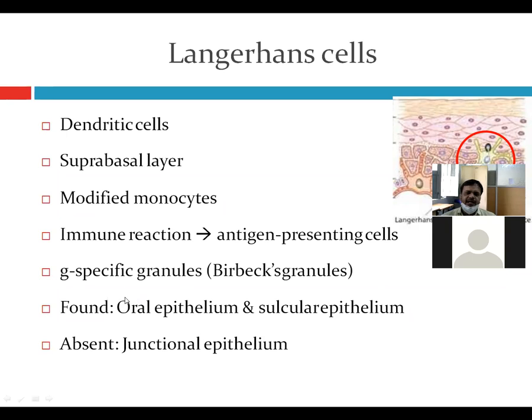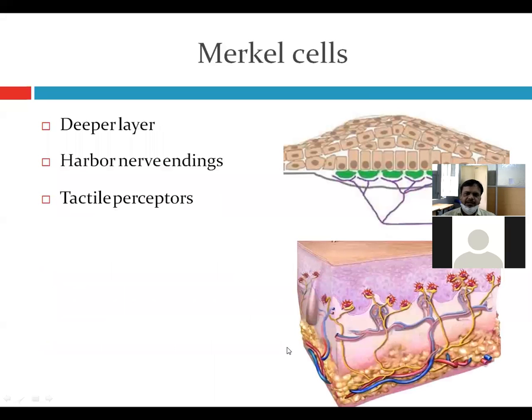These Langerhans cells are present in oral epithelium and your sulcular epithelium, whereas they are absent in your junctional epithelium. Third one is Merkel cells. These Merkel cells usually are present in deeper cells. They usually harbor your nerve endings, and they are mainly responsible for your tactile receptors. So tactile perception is usually the function of your Merkel cells.